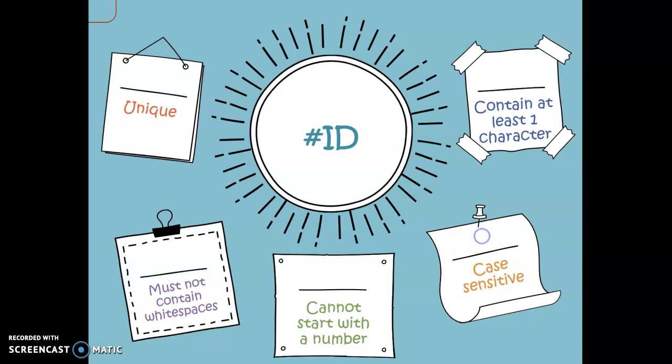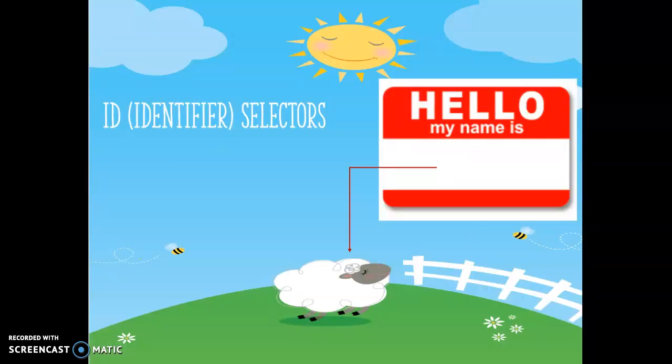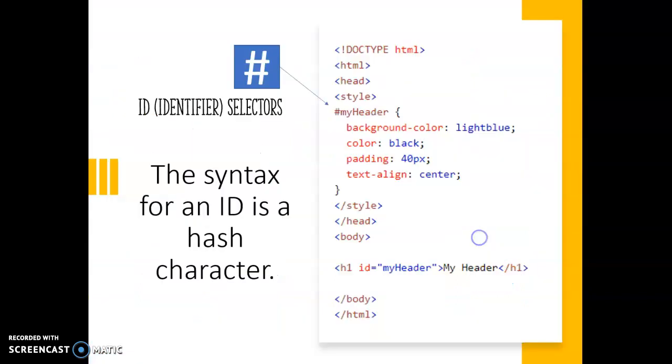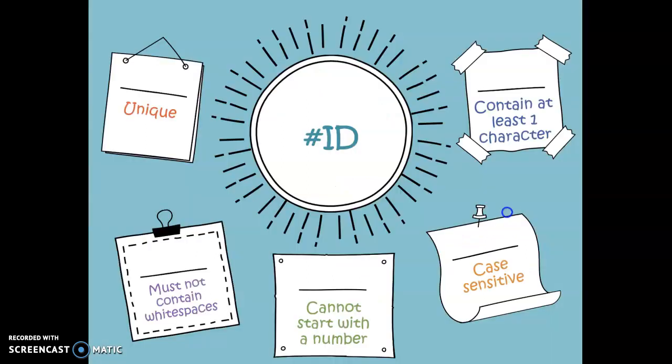They are unique, like a name tag. There's probably only one ID Idalia in your herd of sheep, and you cannot have more than one element with the same ID. The syntax for an ID is a hash character.